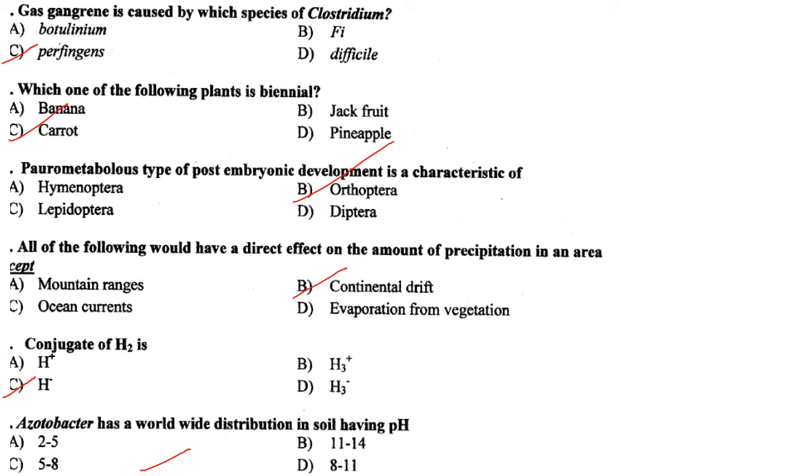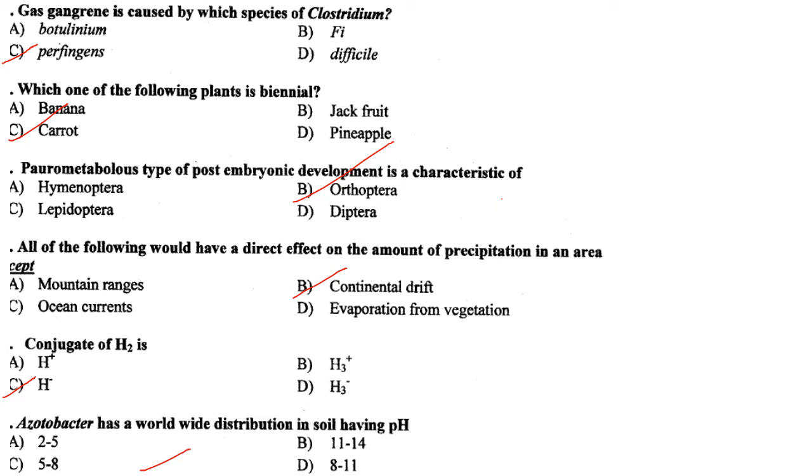Then Paurometabolous type of post-embryonic development is characteristic of. So Paurometabolous is the process of gradual metamorphosis. It is a type of growth that occurs in insects such as cockroaches, which includes just 3 stages, that is egg, nymph and adult. It is incomplete metamorphosis or Paurometabolous since it lacks the pupa stage. So the answer here is Orthoptera. Answer is option B.